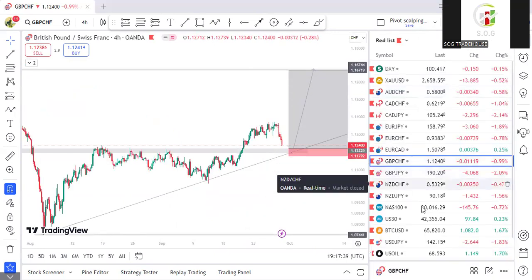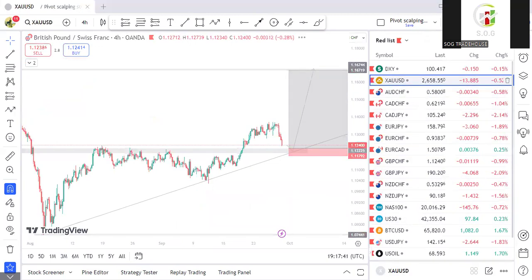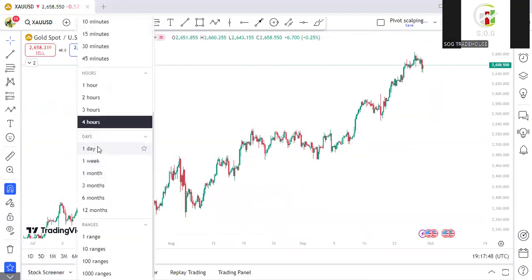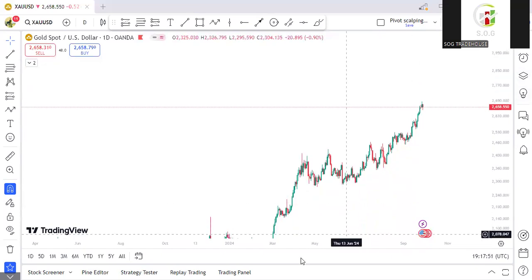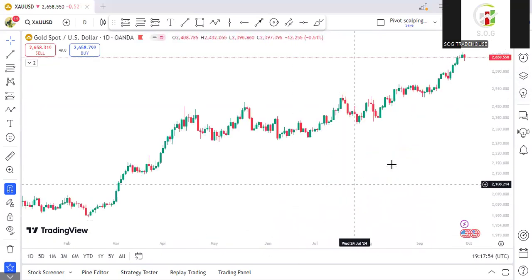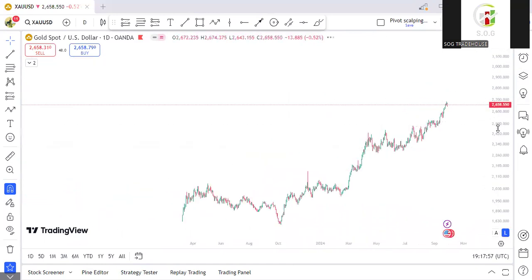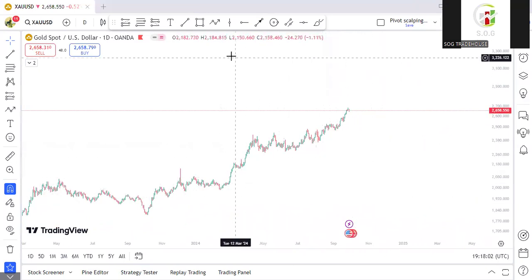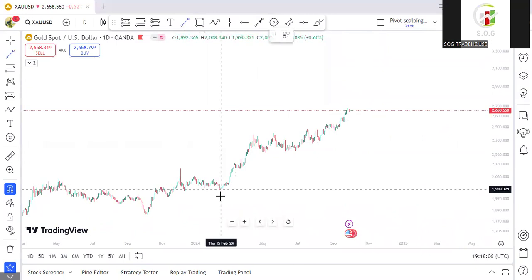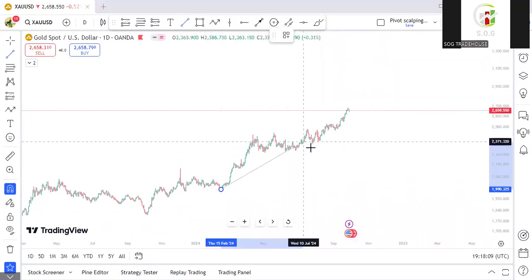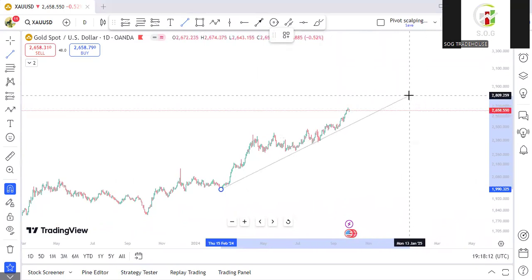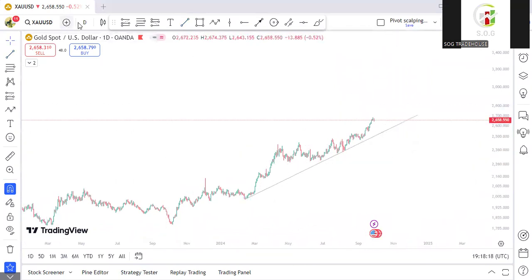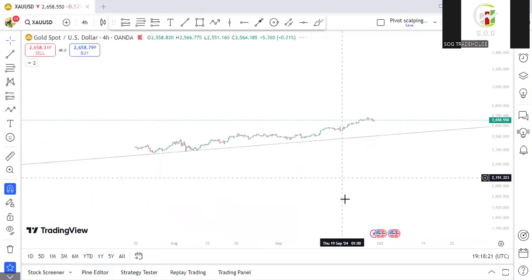So next on my list is gold. So I will delete everything and start the analysis afresh. So this is gold on the daily time frame. So let's connect our trend line on the lows. So we can mark here the first touch, second touch, third touch of this trend line. So let's go down to the 4 hour time frame to see what we have there.